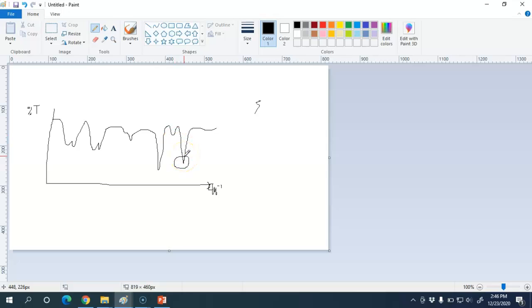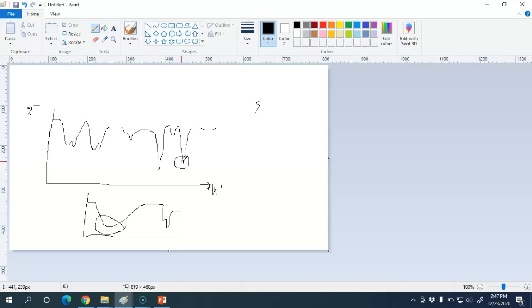Which one is the broad peak? This one is sharp, and the one that is broad, I will draw the other peak. This one is a broad peak. We have broad and strong. This one is also called strong.